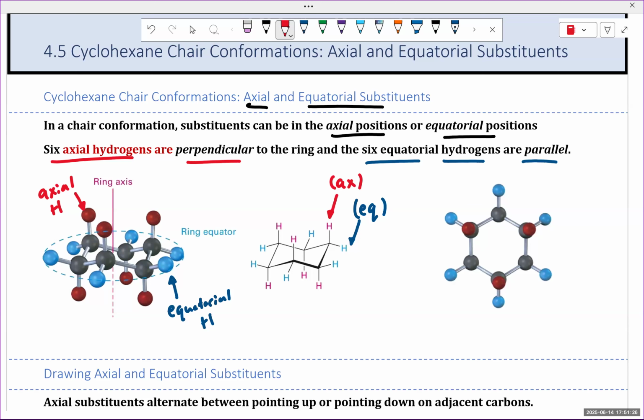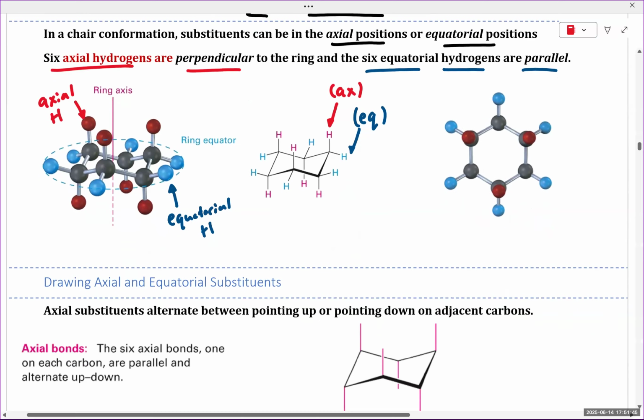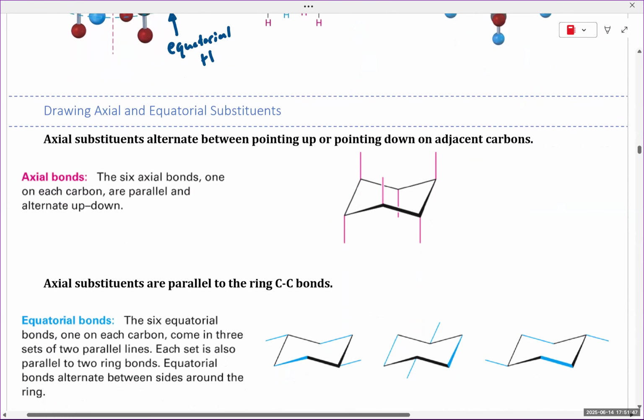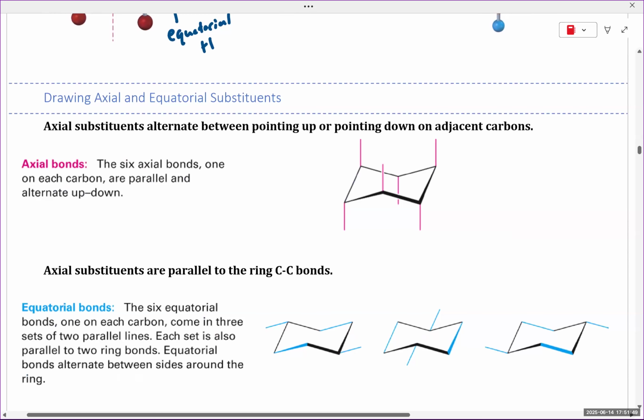Now, it's really important to be able to identify axial and equatorial substituents, as the placement of substituents both has an influence on their reactivity in chemical reactions, and it has an influence on the given conformation's total amount of strain. So, how do we draw axial and equatorial substituents?